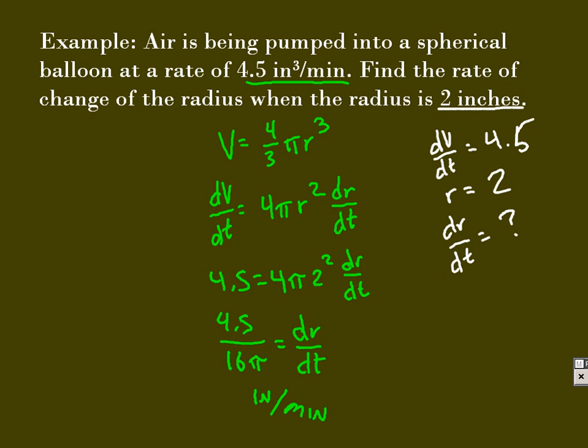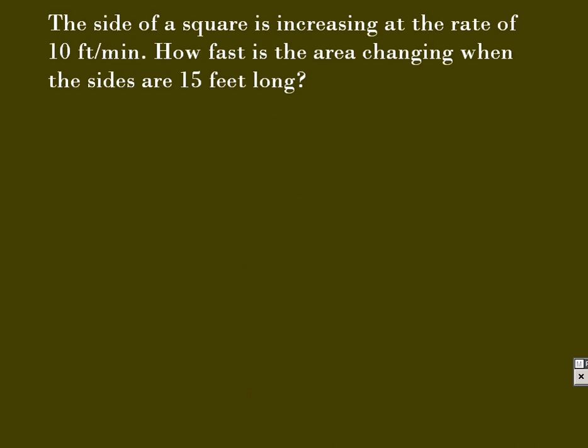Alright, let's look at another one. In the second one, we have the side of a square increasing, and we're looking at area. Area for a square is just area equals s squared. So the derivative, dA/dt, will equal 2s ds/dt.